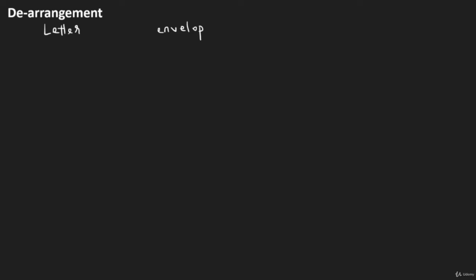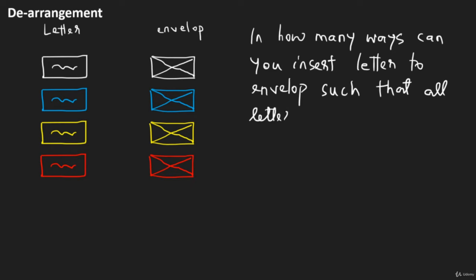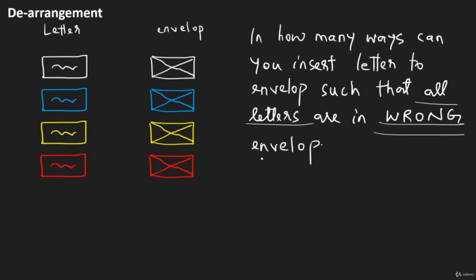In this section, let's discuss an interesting concept called derangement. Say you have a few letters and envelopes. So let's take, for example, 4 letters and 4 envelopes. And if the question says, in how many ways can you insert the letters into the envelopes such that all the letters are in the wrong envelope, these types of questions are what we call derangement questions.